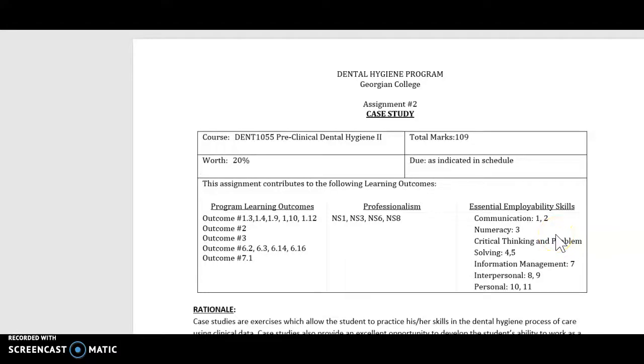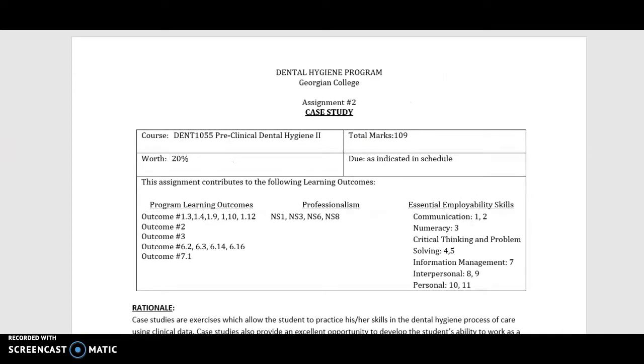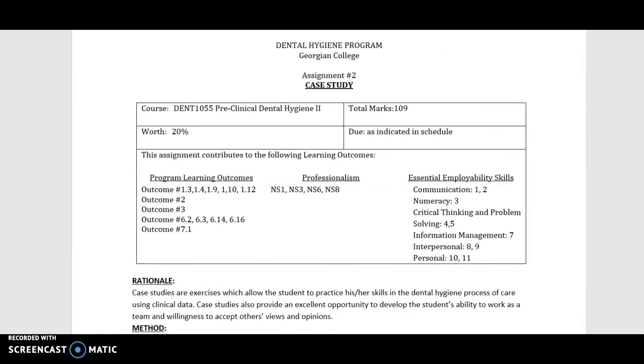Hi everyone, I just want to go through the instructions for assignment number 2. I did go through them in class, but I just wanted to bring your attention here in case you forget what I said in class and you need to come back to them. So it is out of 109 total. There are 2 parts to this assignment. Okay, so we're going to go through this.